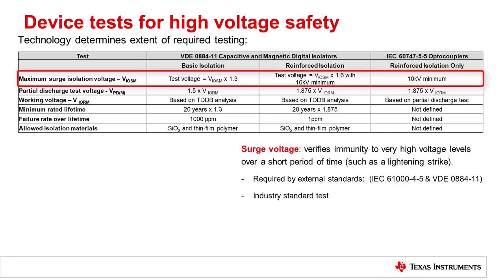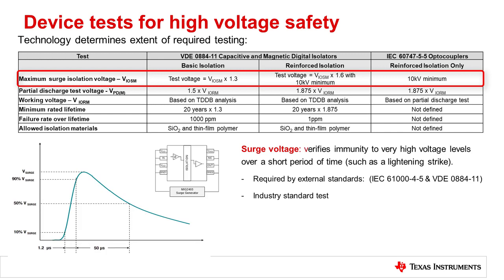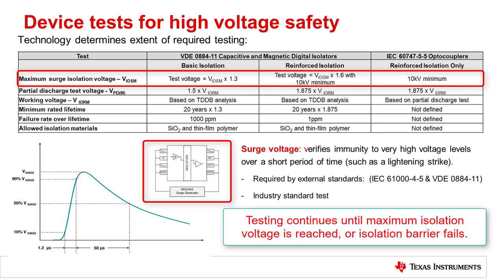Surge voltage describes the performance of an isolation barrier following a repeated series of short-duration high-voltage pulses. The surge waveform is defined as an industry standard test with timing characteristics specified by IEC 61000-4-5. The test is carried out by placing the device on a test board and shorting all pins on both sides of the isolation barrier. Using a high-voltage pulse generator connected to one side of the isolation barrier with a return connected to the other side of the barrier, 10 pulses are applied to the lowest level, and upon passing, the level is increased until the maximum specified surge voltage is reached, or the isolation barrier fails.